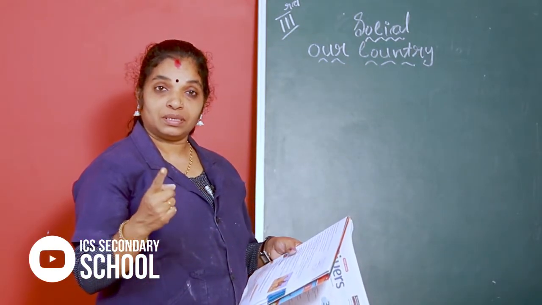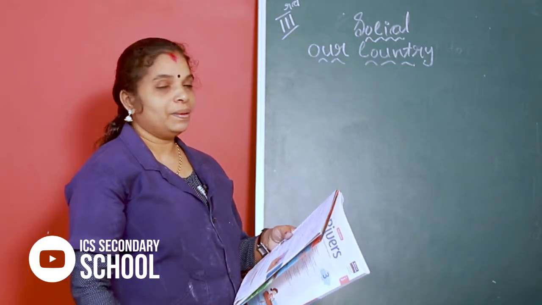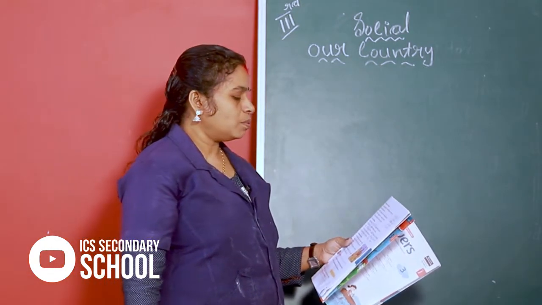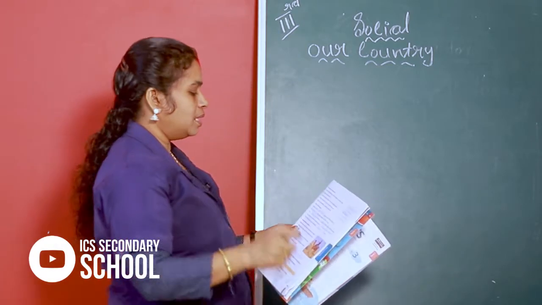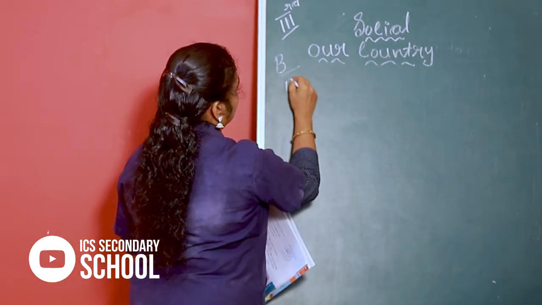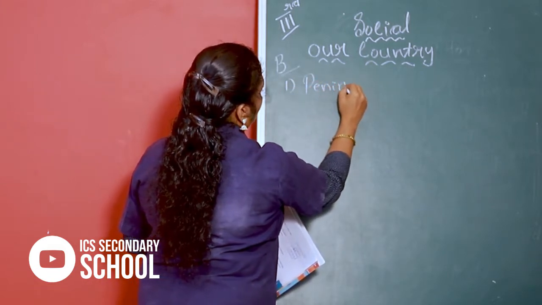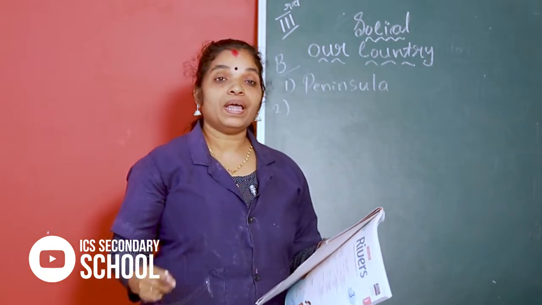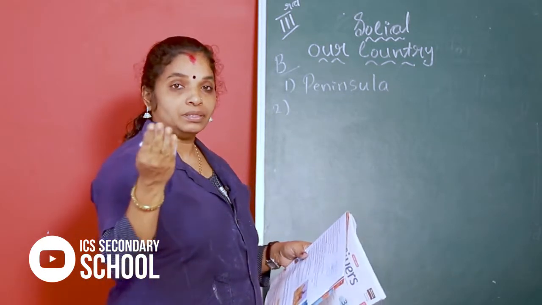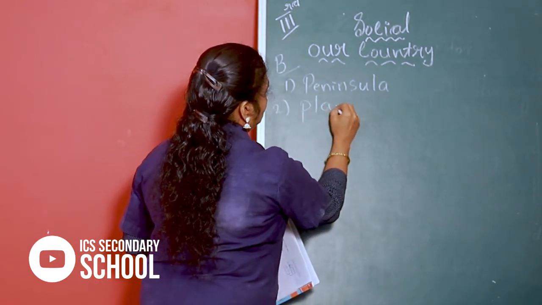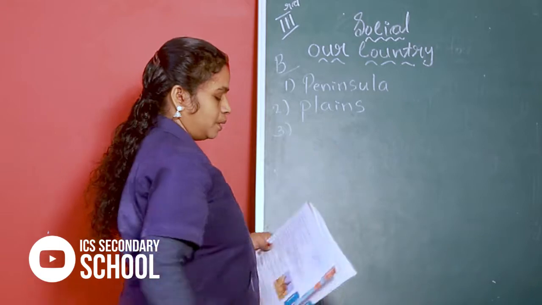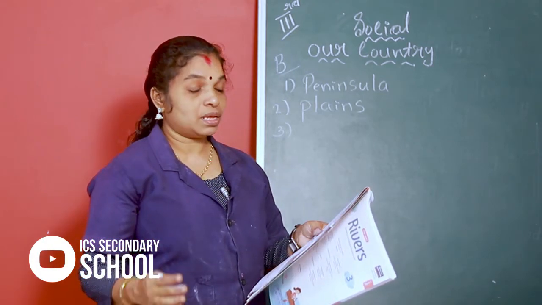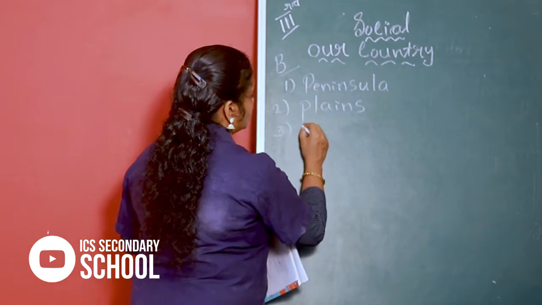Okay, dear students, next page number 143, B work. Answer in one word. Land surrounded by water bodies on three sides. Peninsula. Number 2. Flat and level land. Answer plains. Number 3. Flat land higher than the surrounding areas. Answer plateaus.